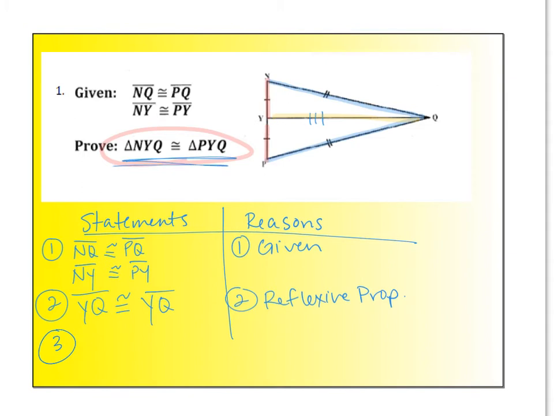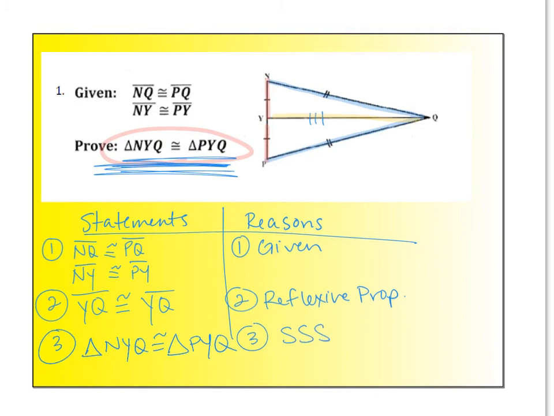Whatever you're trying to prove goes in your last statement. So I'm going to copy down triangle NYQ must be congruent to triangle PYQ. Notice I copied it exactly how it looks up here. And the reason I know that that's true is because now I have shown I have three sides, side, side, side, that are congruent to the corresponding sides in the other triangle. And we're done. We have just done our first two-column proof, and we've proven that the triangles must be congruent to each other.